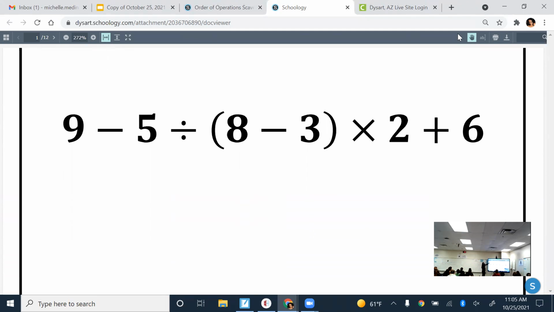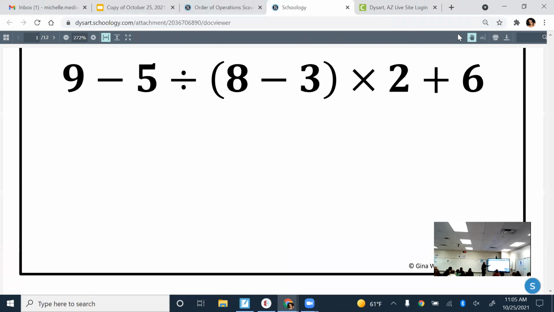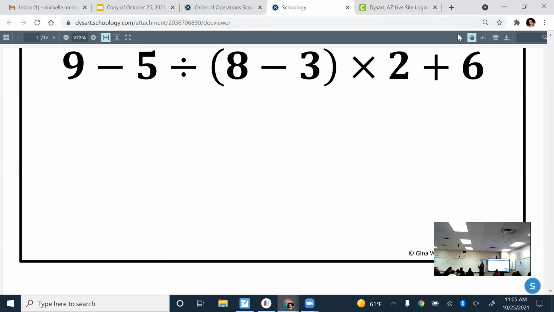But we'll do this one together. Don't necessarily write this one down yet, because I'm gonna have you all start at different spots and then go in that order. But just know that we did this one together. So you should know how to do this one when you get to it.